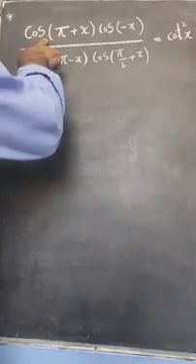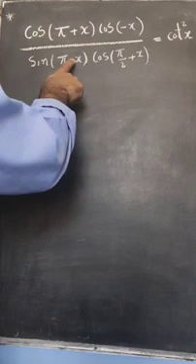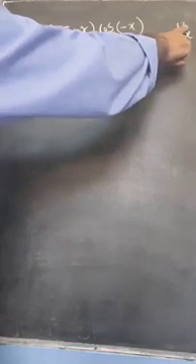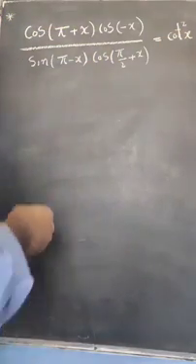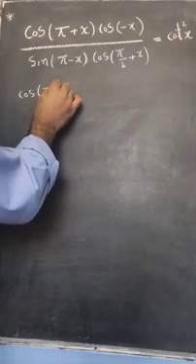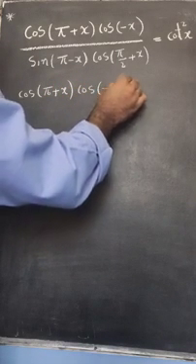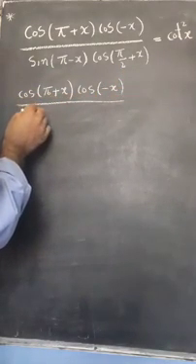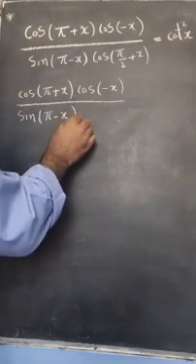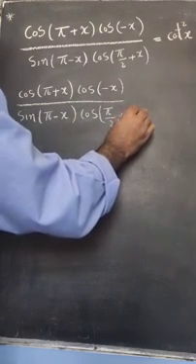In this question we had to prove cosine of pi plus x, cosine of minus x divided by sine of pi minus x, cosine of pi by 2 plus x is equal to cotangent square x. So let us take LHS. We have cosine of pi plus x, cosine of minus x divided by sine of pi minus x, cosine of pi by 2 plus x.